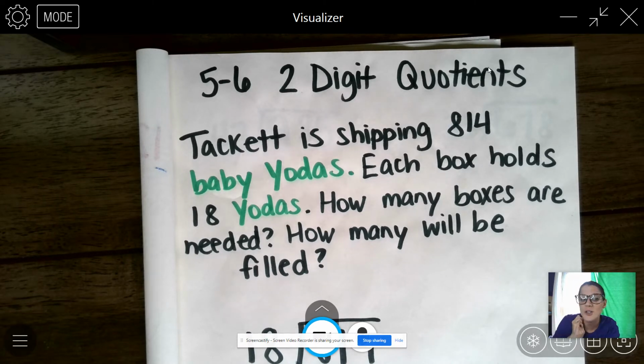So here's my question to you. Tackett is shipping 814 Baby Yodas. I'm going to send them all over the world. Each box holds 18 Baby Yodas. How many boxes are needed? So how many boxes do I need to send all of them out so that everyone can experience the wonder of Baby Yoda? And then how many boxes will actually be filled?